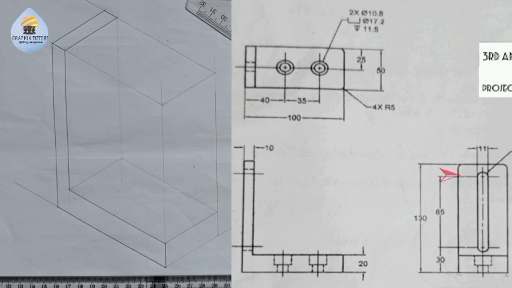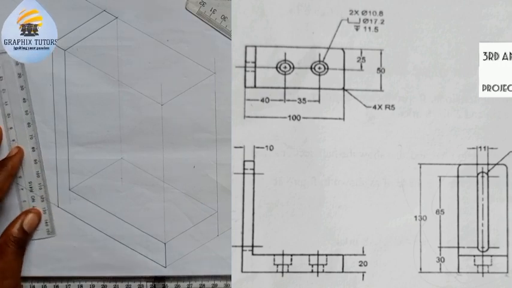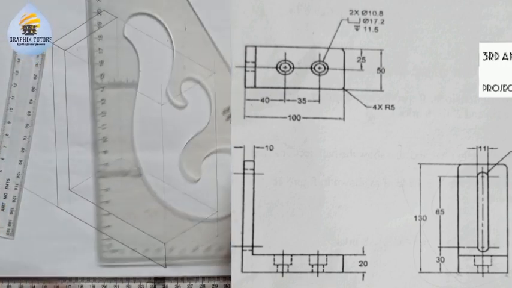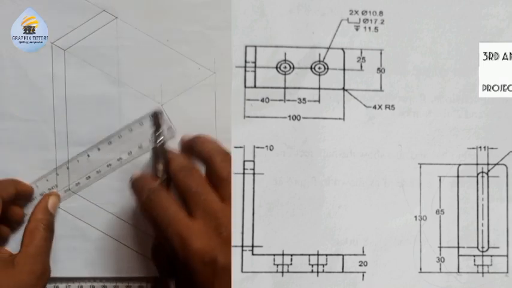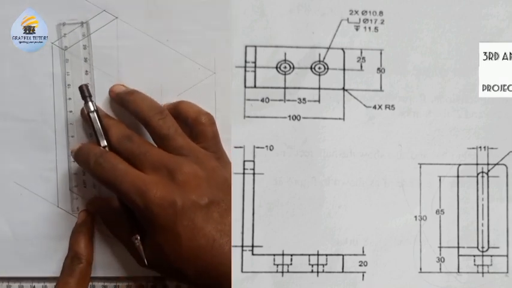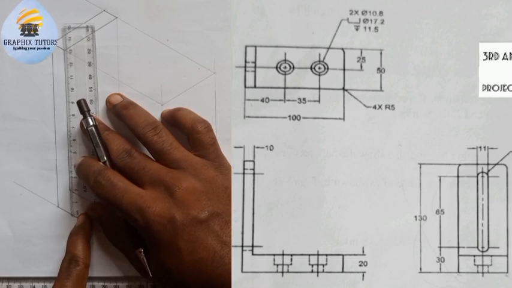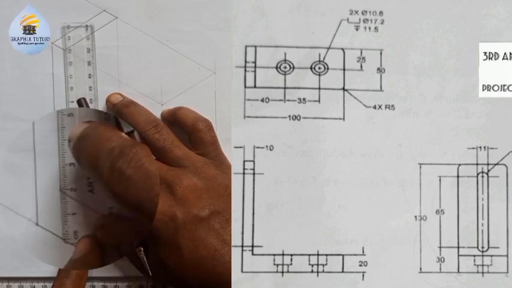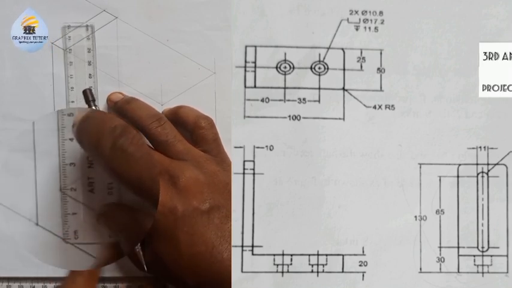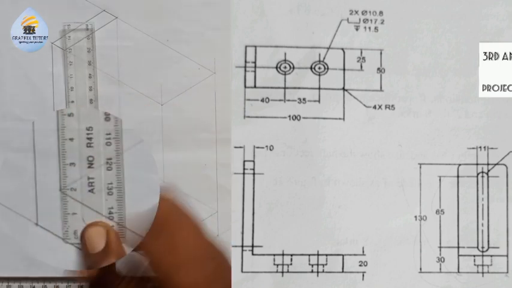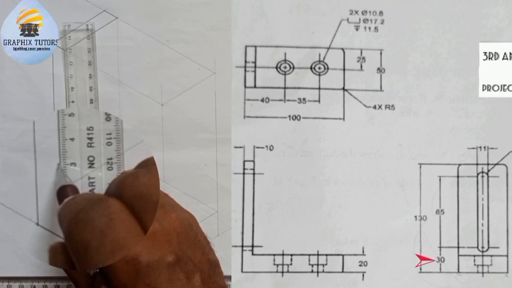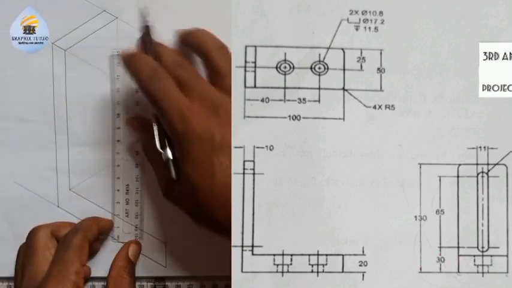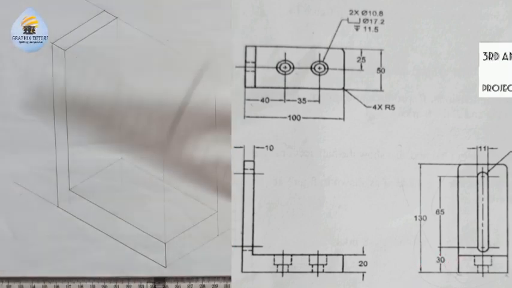So what I'll do is I'm going to take my meter rule and let me extend this to this point here. From this point I'll measure 30. You can see that this is 0 to this point is what? Is 30. That is for the first center.